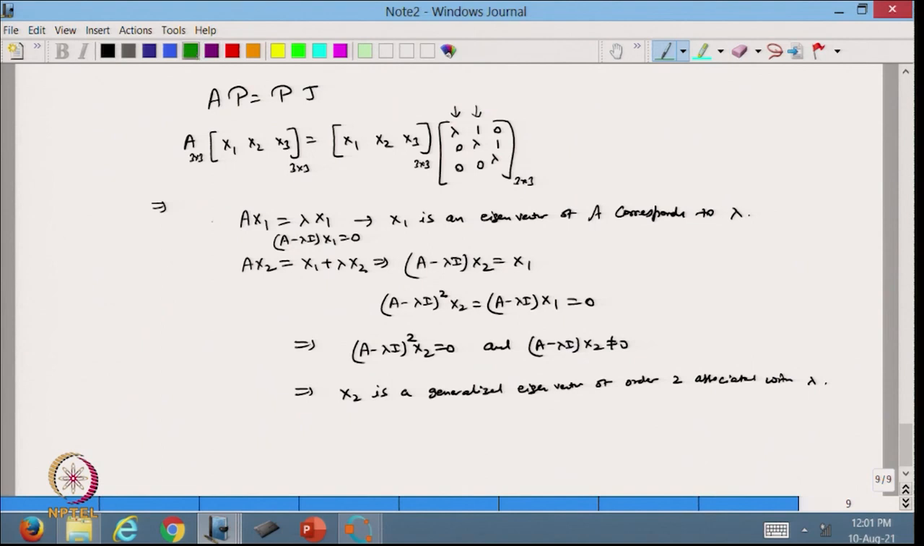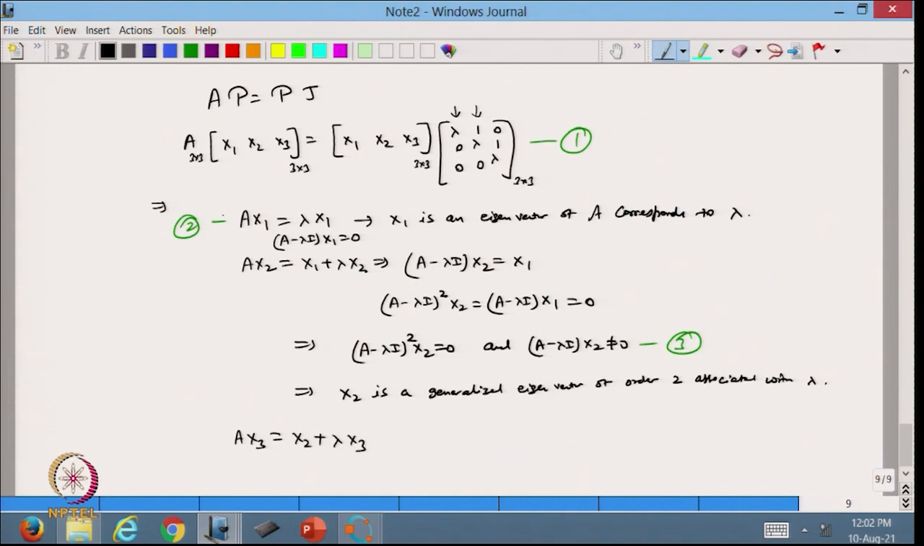So, I can write this one as maybe 1, 2, and then from here I can write that is 3. Now I am taking the third column. So, from the third column I can write now A x 3. So, if you take A x 3 now, multiplying this way, I will get my x 2 plus lambda x 3.